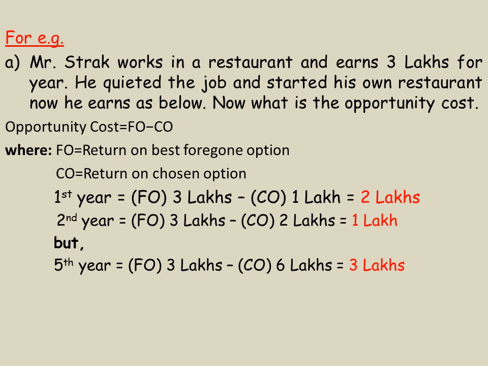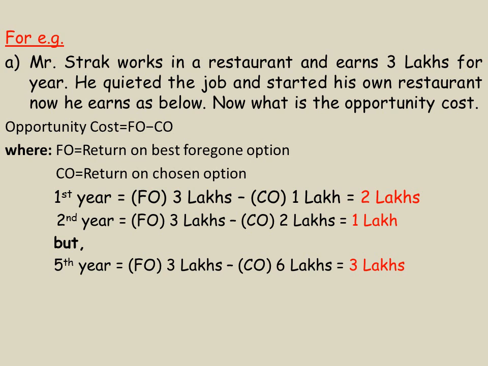For better understanding: Mr. Stock works in a restaurant and he earns 3 lakhs for a year. So Mr. Stock is an employee in a restaurant and he could make 3 lakhs per year. Now he has quit the job and started his own restaurant. Now what is the opportunity cost? To calculate it, I have given the formula FO minus CO. FO means foregone option, the option given up, and CO means chosen option.